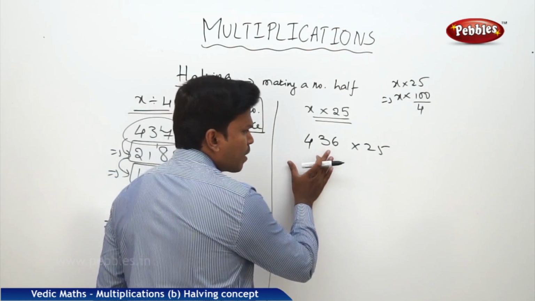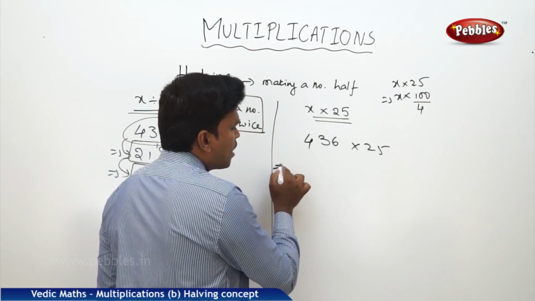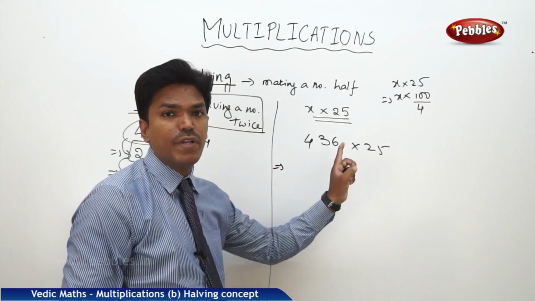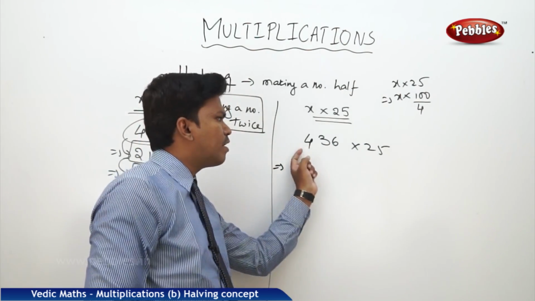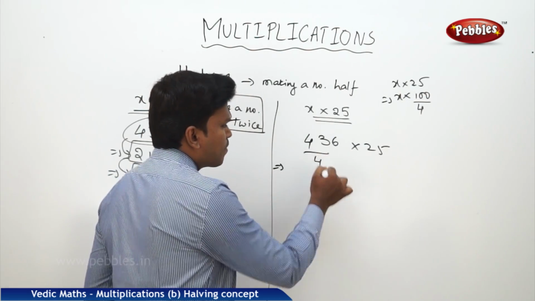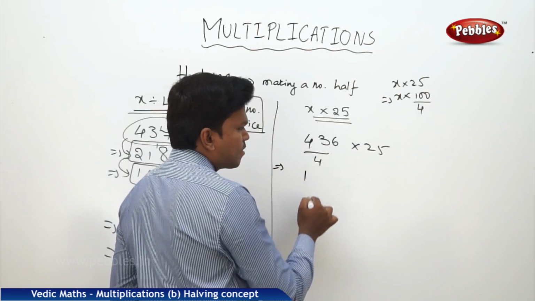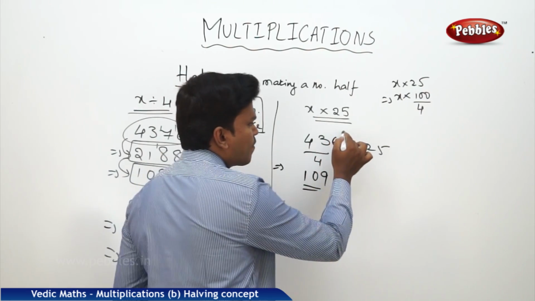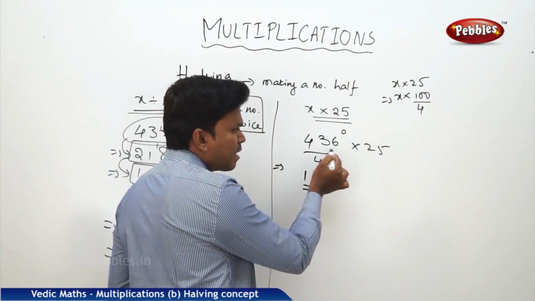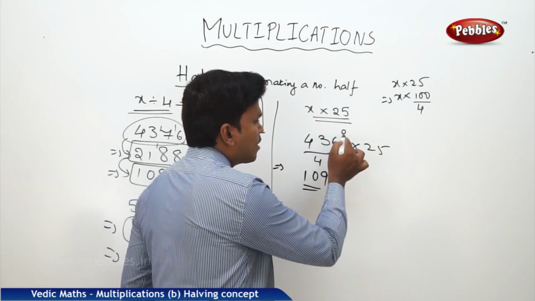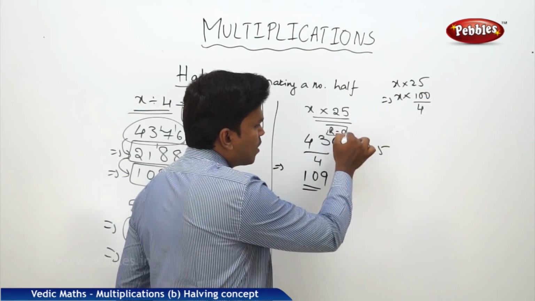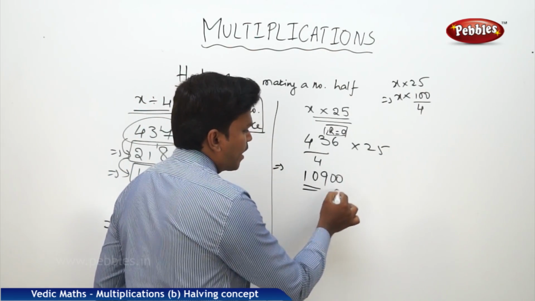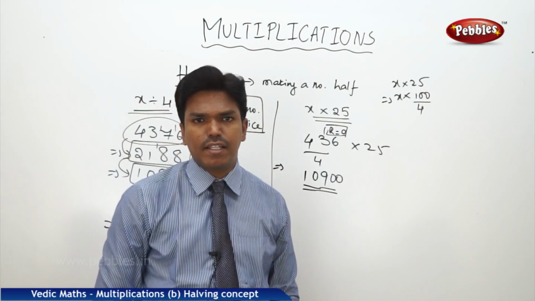Whenever you are multiplying any number by 25, simply divide the number directly by 4. Just 436, this is a given number which we need to multiply with 25. So simply divide the number by 4 directly. 4 1s are 4, 0, 4 9s are 36. We got the answer as 109. Now what is the remainder we got finally? Since the number is exactly divided by 4, the remainder we got is 0. If you are getting the remainder 0, simply add 2 zeros at the end.